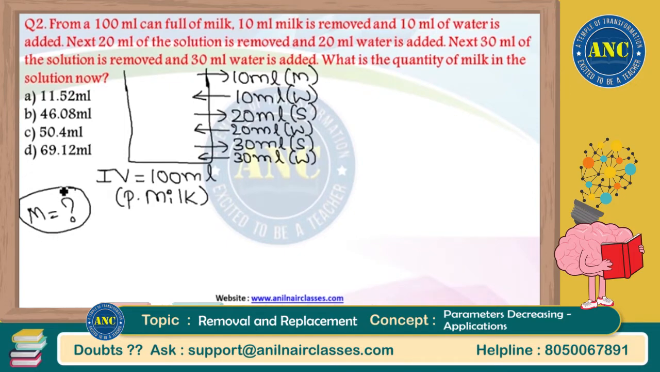From 100 subtract milk, you will get water. That is not a big deal, sir. Anyway, now I hope the question is clear. Now if you observe carefully, the values are changing.